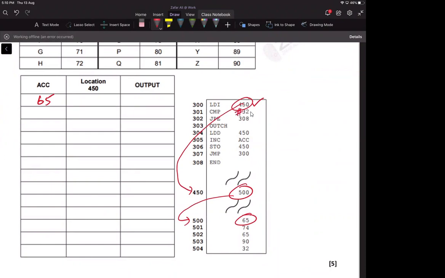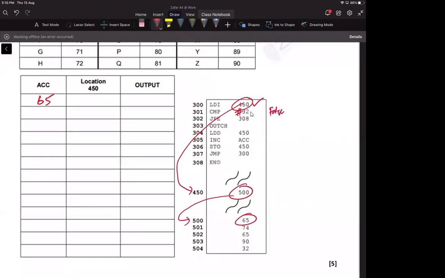So we compare it. Remember, this is the old syllabus, so that is why the hash sign is not there. But as per our intelligence, common sense, we are actually comparing it with 32, because 32 is not the address. This can be the address because the addresses are starting from 300 and ending at 504. So compare it with 32. So 65, when it compares with 32, it is false.